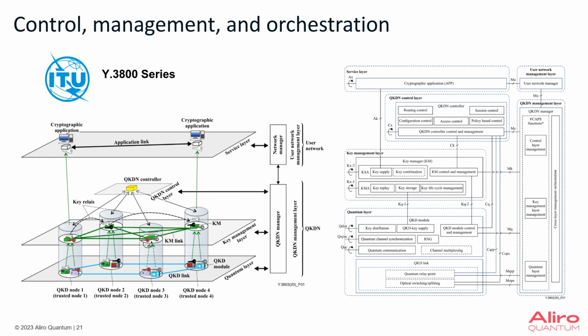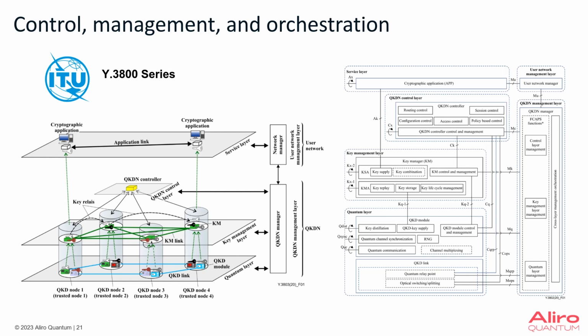The left half of this slide is taken from ITU-T Y.3803. It shows the various layers in a quantum secure communications network. At the bottom layer, we have the actual quantum networking devices. The layer above that is the quantum key management layer. And above that, we have the quantum network controller, which is the small yellow box.